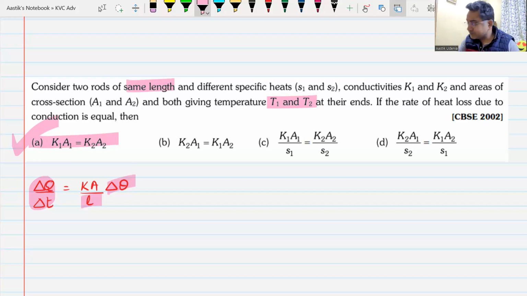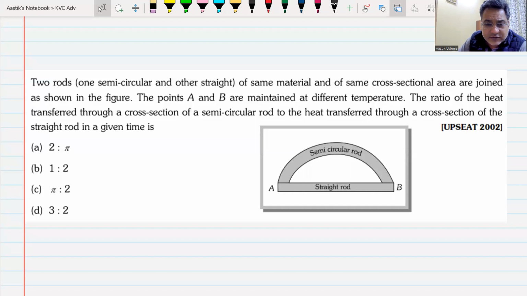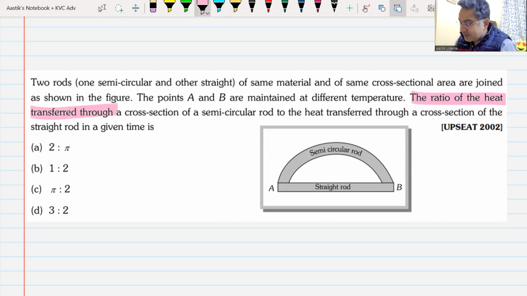Then comes this one. I'll give you 1 or 2 minutes to solve this one and let me know the correct answer. The ratio of heat transferred is the same. That means delta Q by delta T, which is nothing but K A by L into delta theta, is the same.